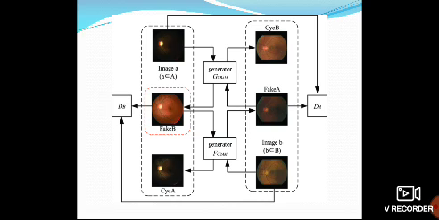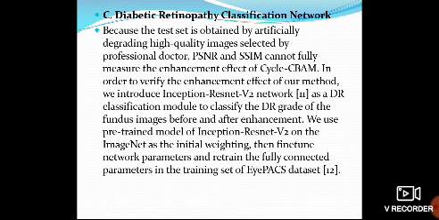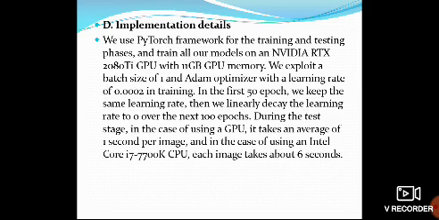Here is how the retinal images are formed. Diabetic retinopathy classification network: because the test set is obtained by artificially degrading high quality images selected by professional doctors, PSNR and SSIM cannot fully measure the enhancement effect of Cycle-CBAM. In order to verify the enhancement effect of our method, we introduce the Inception-ResNet-V2 network as a DR classification module to classify the DR grade of the fundus images before and after enhancement.